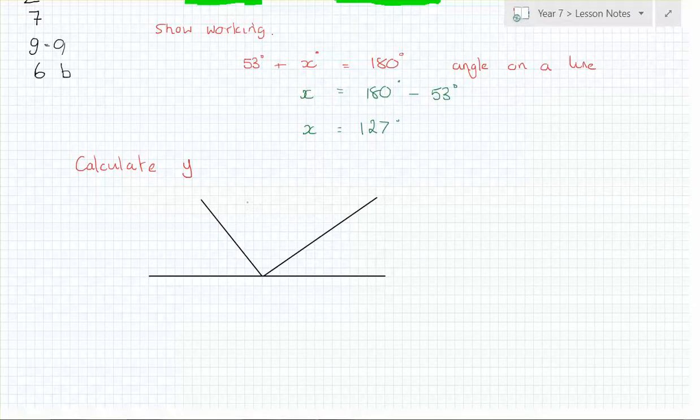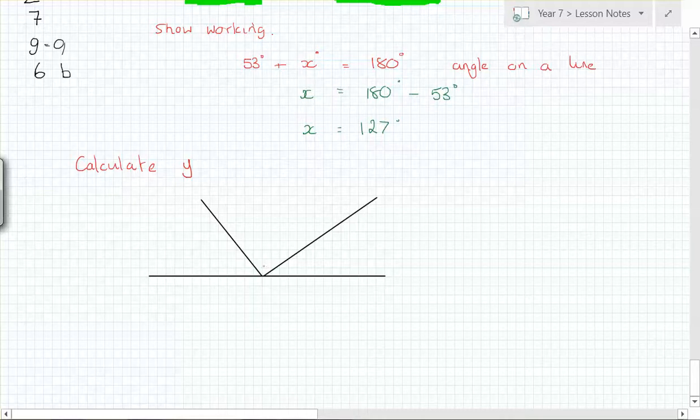Okay, so I'm going to ask you to calculate y. So y is going to be this angle, and then I'm going to tell you that this angle is 38 degrees, and I'm going to tell you this angle is 52 degrees. Now I'm going to ask you to tell me what you think y will be. Now again, we need to write on this diagram, not to scale. Alright?